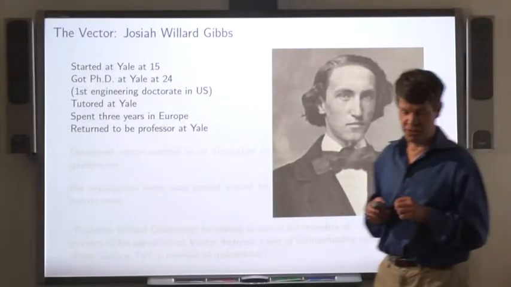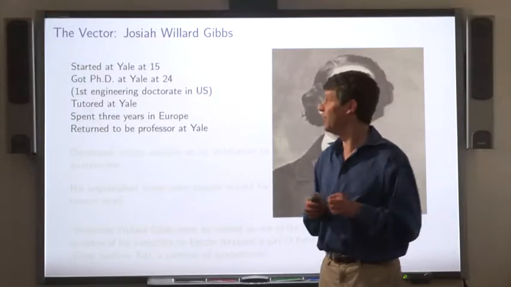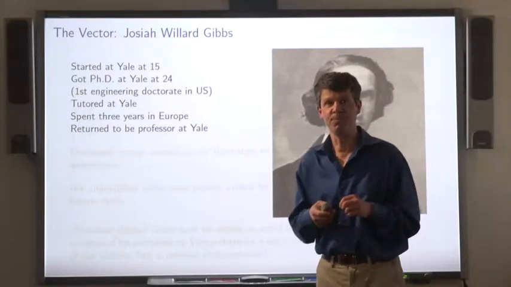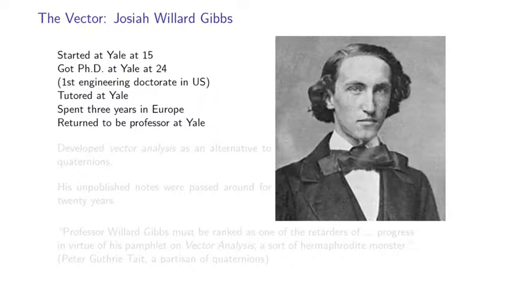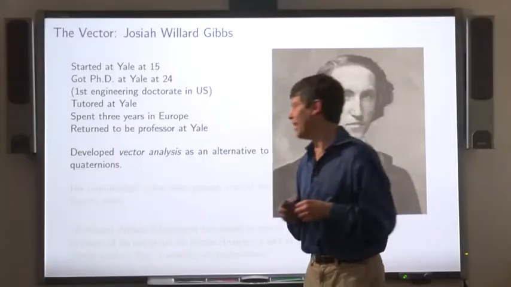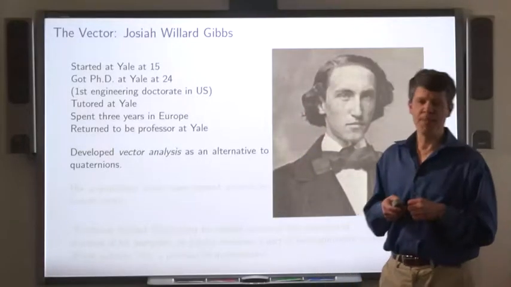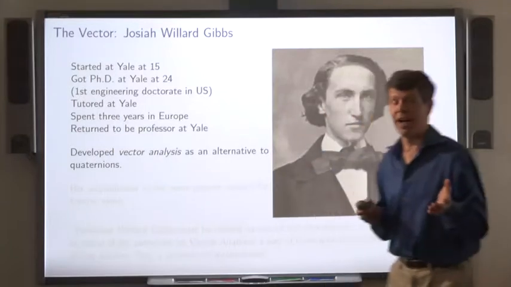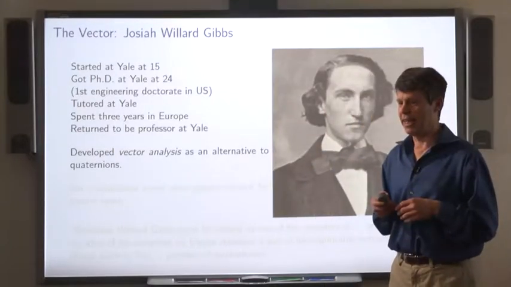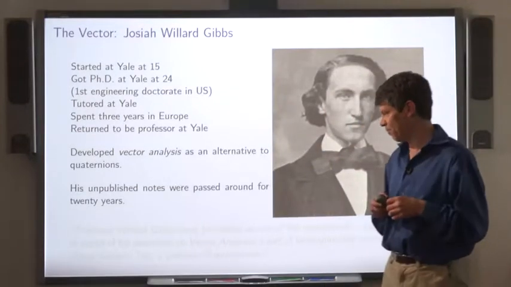Gibbs was a Yale man, started at Yale at age 15, and eventually became a professor there. He had an idea, vector analysis, that displaced quaternions for a lot of applications. Now, he didn't publish his notes for a long time. Finally, he published them 20 years later.